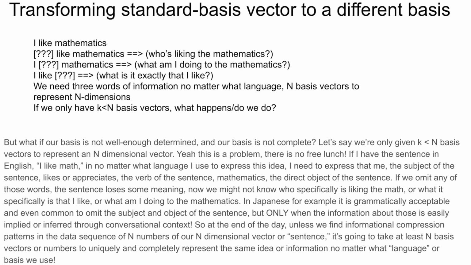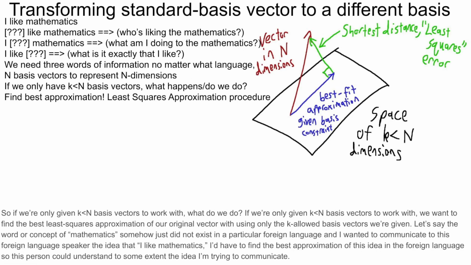So at the end of the day, unless we find informational compression patterns in the data sequence of n numbers of our n-dimensional vector or sentence, it's going to take at least n basis vectors or numbers to uniquely and completely represent the same idea or information, no matter what language or basis we use. So if we're only given k, which is less than n, basis vectors to work with, what do we do? We want to find the best least squares approximation of our original vector using only the k allowed basis vectors that were given.